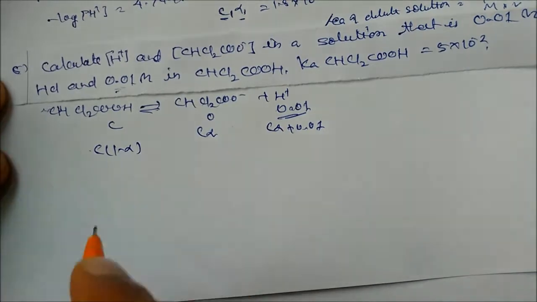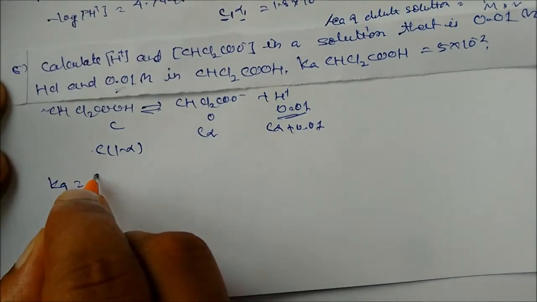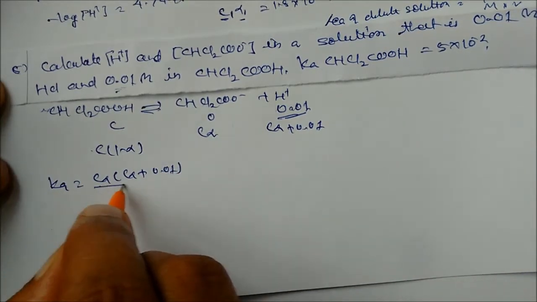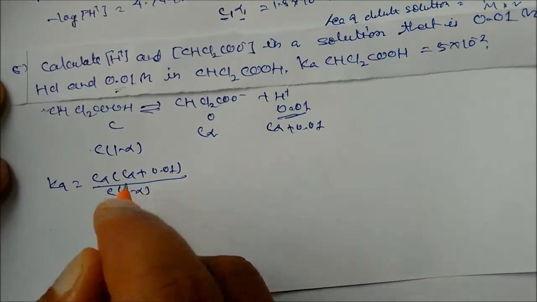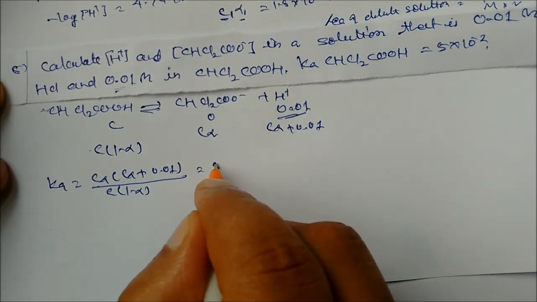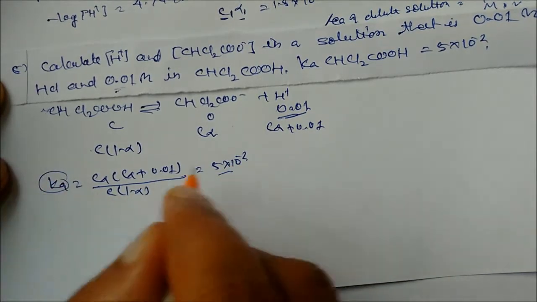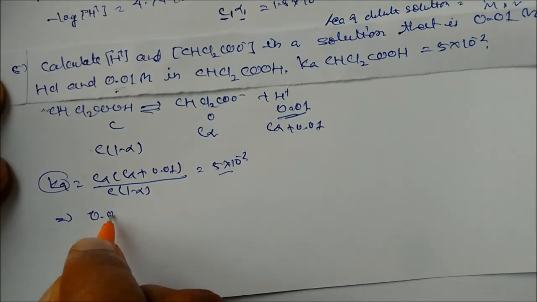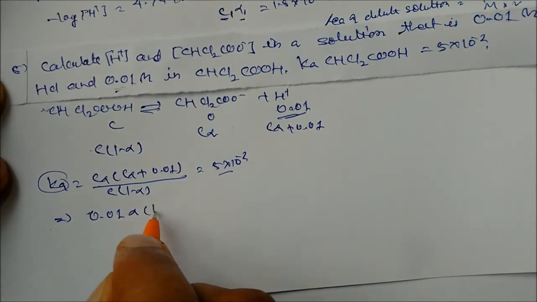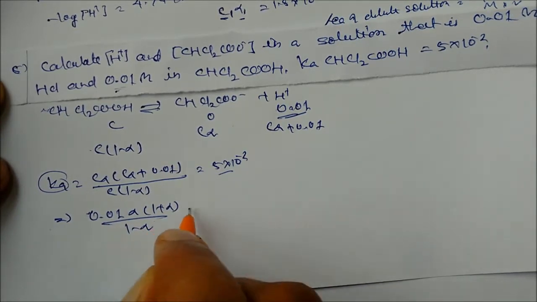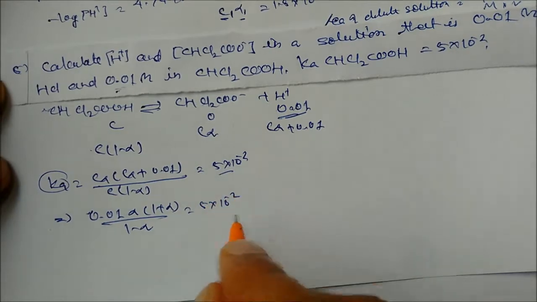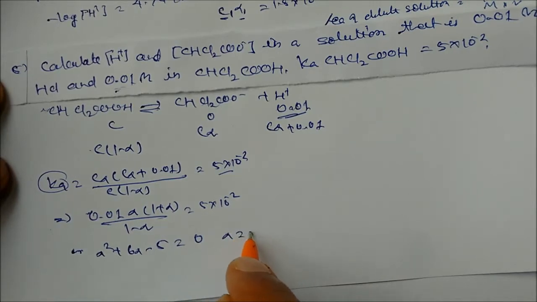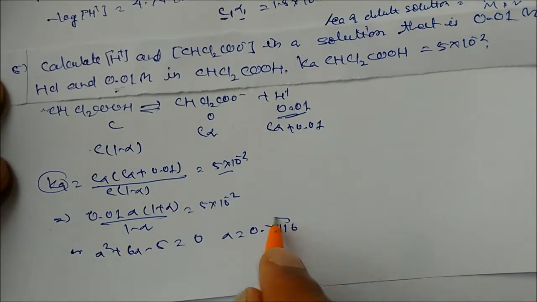Okay, so now K is equal to how much? K is equal to C into alpha, into C into alpha plus 0.01, divided by C into 1 minus alpha. So on solving, this is given here, 5 into 10 power minus 2. K is this much given. So on solving you will get 0.01 alpha into 1 plus alpha divided by 1 minus alpha equal to 5 into 10 power minus 2, or we can say alpha square plus 6 alpha minus 5 equal to 0, or alpha is equal to 0.7416. So this is the alpha value.